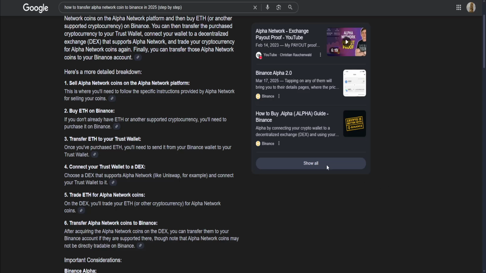So first thing you want to do is sell the Alpha Network coins on the Alpha Network platform. So you just follow the specific instructions provided by Alpha Network, then sell your coins.